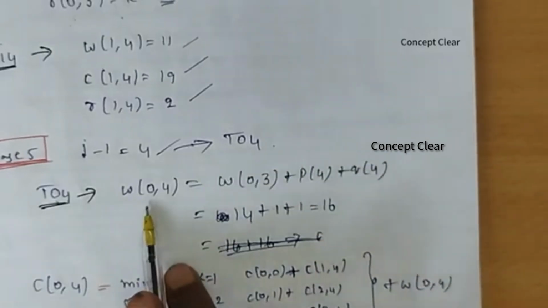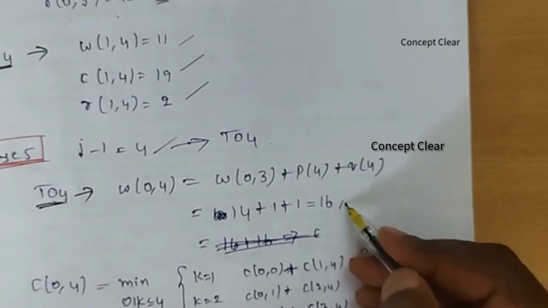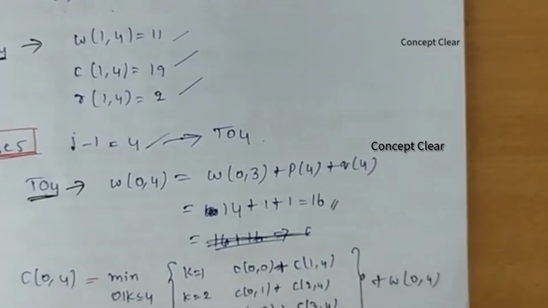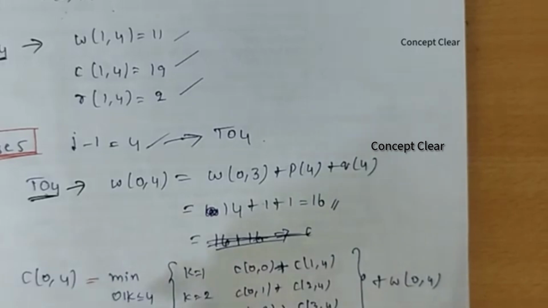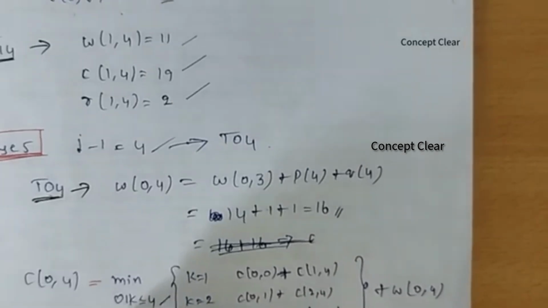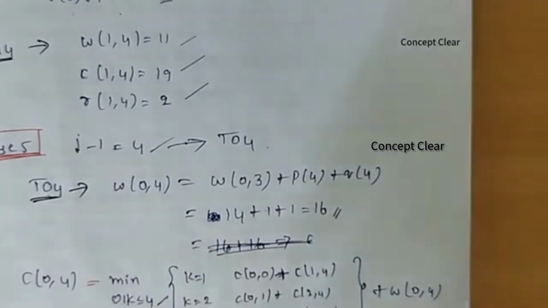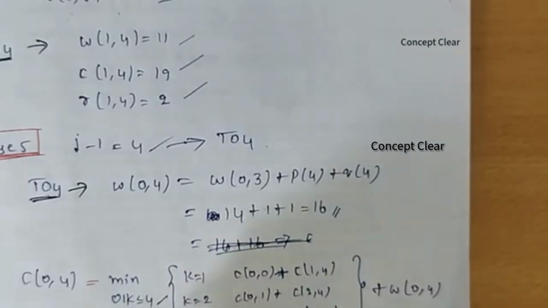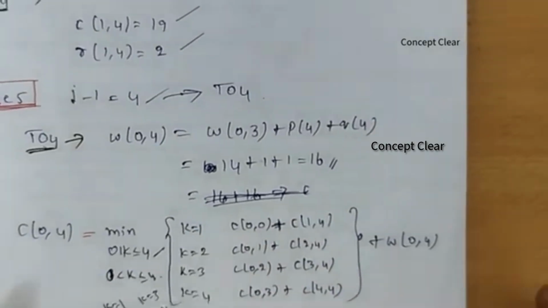So W equation, if we calculate, we are getting 16 as the answer. And C of 0,4, here minimum of 1 less than K less than or equals to 4. That means 0 less than K, K less than or equals to 4. That equals K equals 1, K equals 2, K equals 3, K equals 4. These are the 4 possible terms.